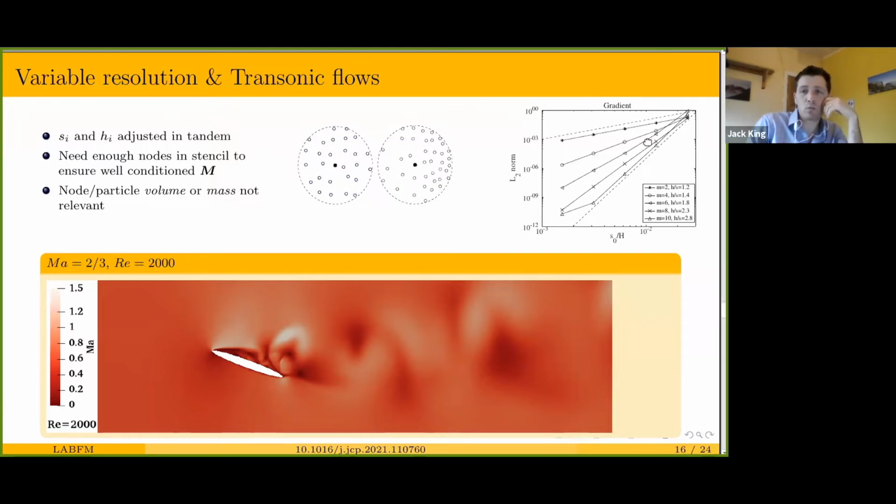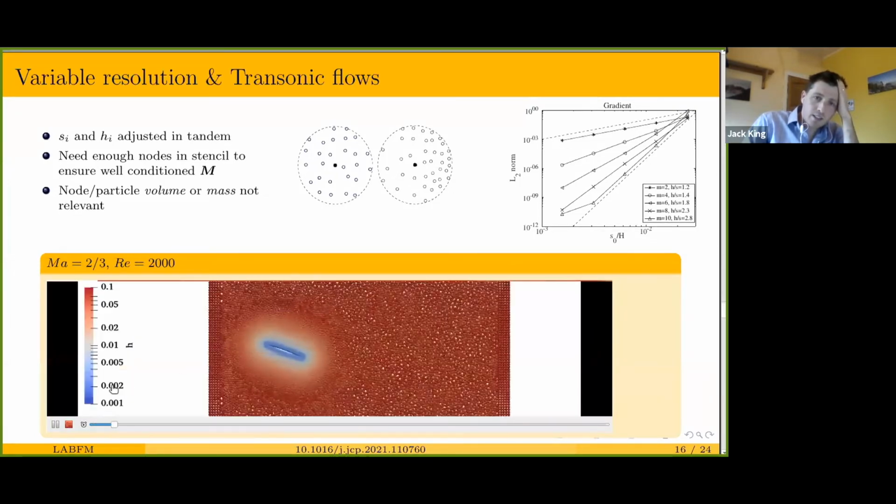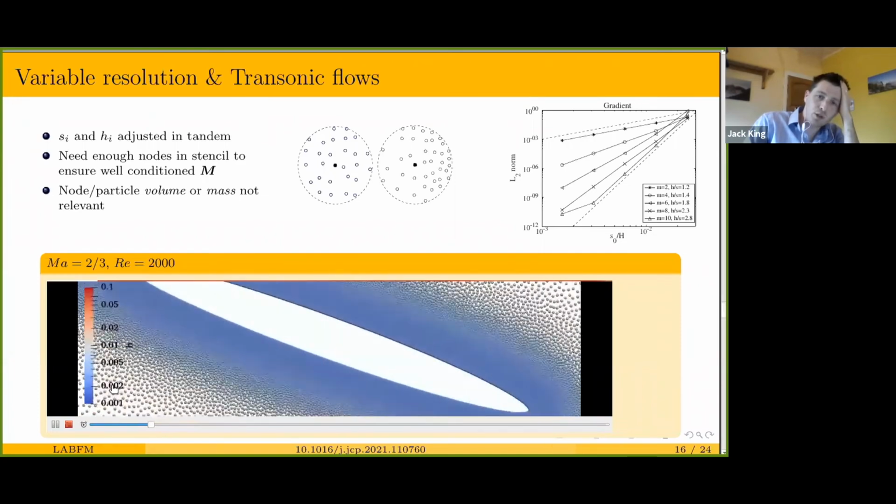And on the right, I've got the convergence plots for the gradients on a non-uniform distribution, and you can see that we're getting second, fourth, sixth, eighth, and 10th order convergence all the way down to similar error levels, even with this non-uniform node distribution. This video at the bottom highlights the kind of node distributions that we can then generate.